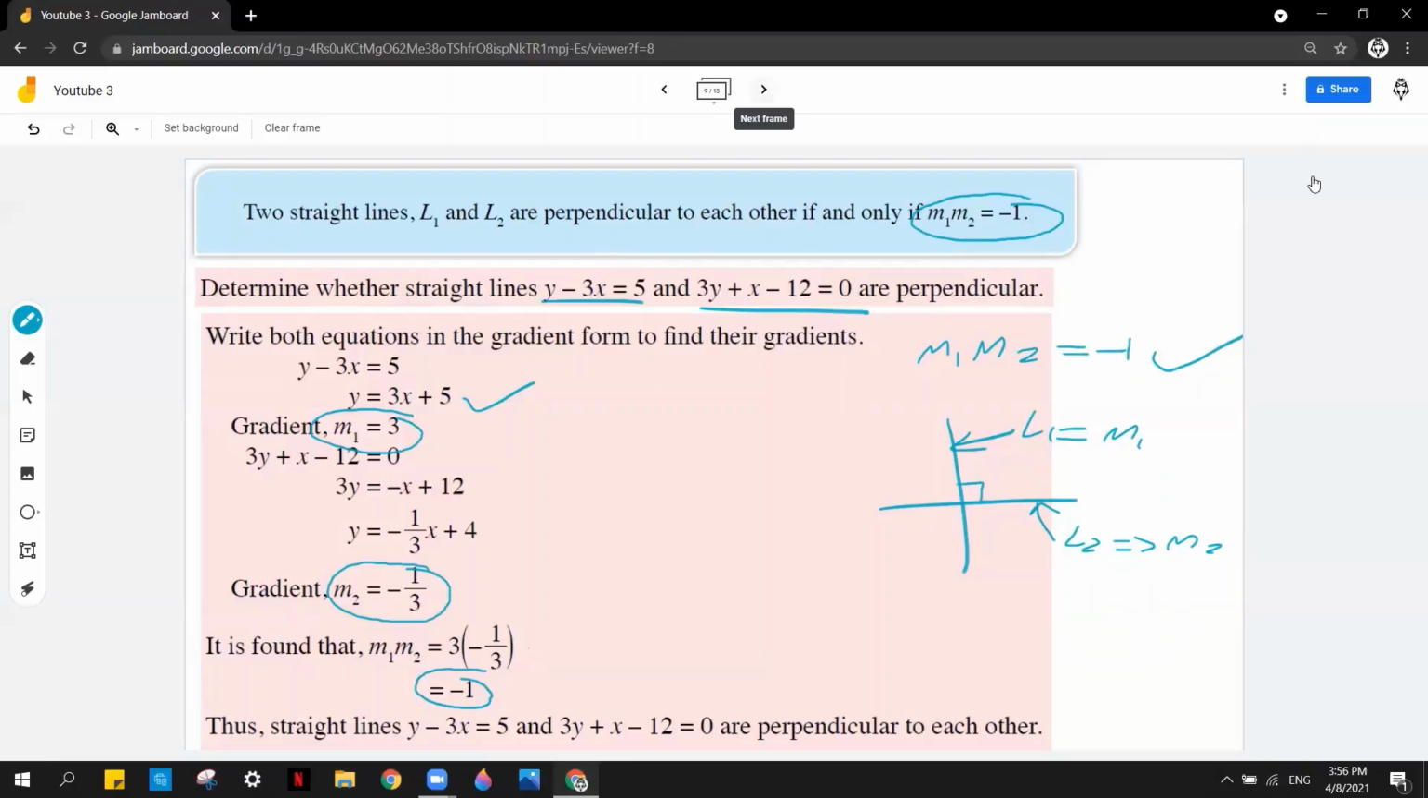Usually this is where the properties of perpendicular lines are observed.